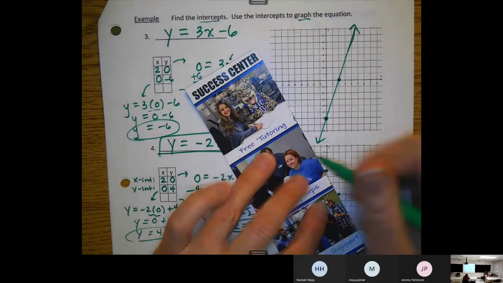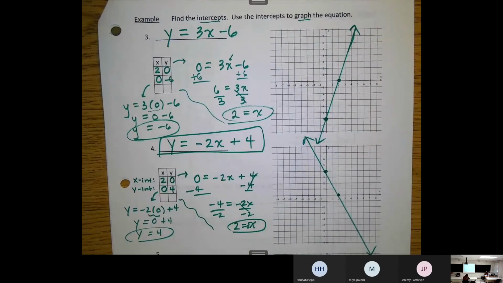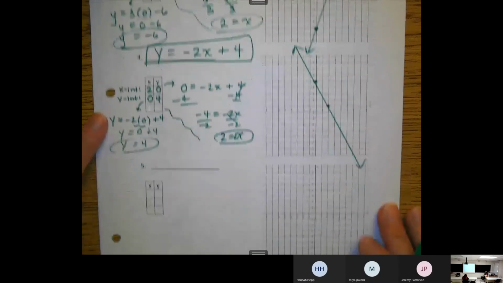Another pretty steep line. It's sort of flipped around the other direction though, isn't it? 2 for x, 4 for y, sounds great. How about some questions for us on that one so far?